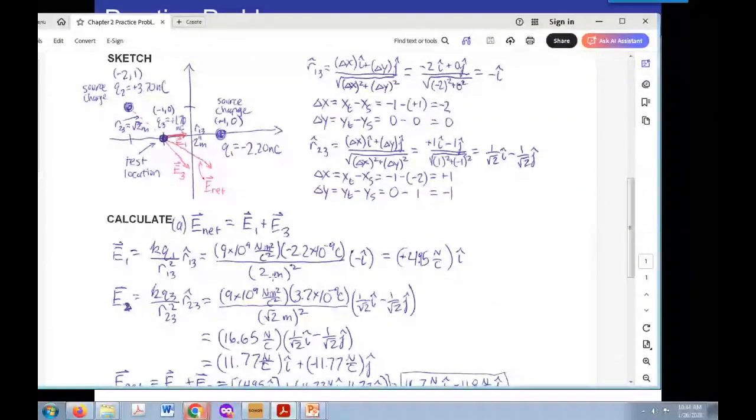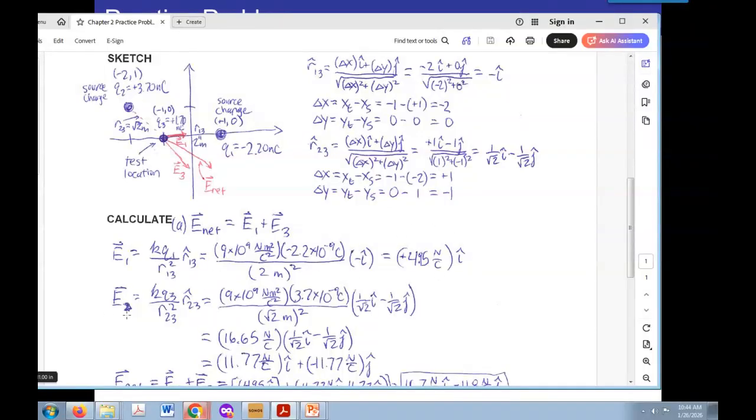We know the distance, that's 2 meters. And then we have to figure out our r hat, right? So what's the unit vector that points from our source charge Q1 to our test location, the test charge Q3? We can see that's in the negative x direction, that's negative i hat, okay? And if you want to, you can actually go through the calculation here as well, which I do up at the top, okay? You then put that in your calculator, you get some value.